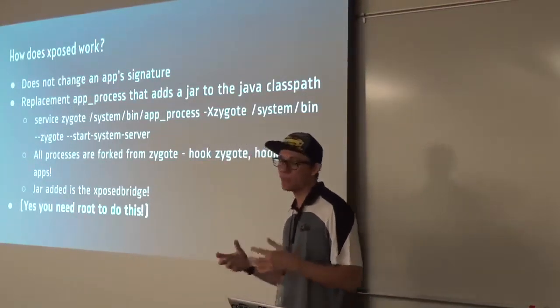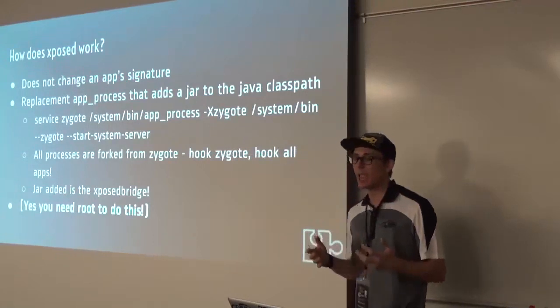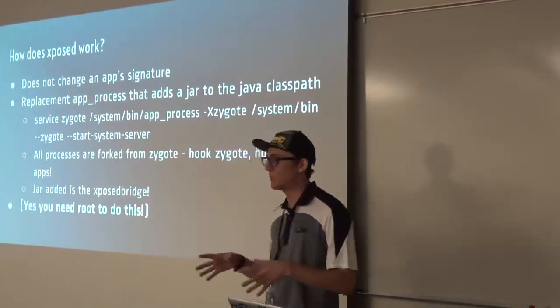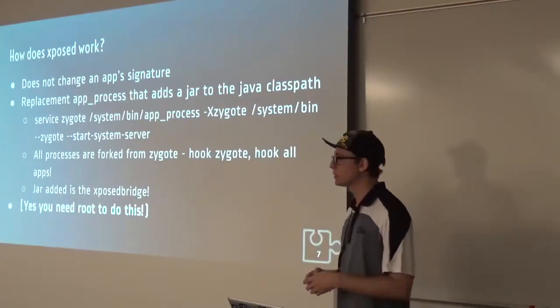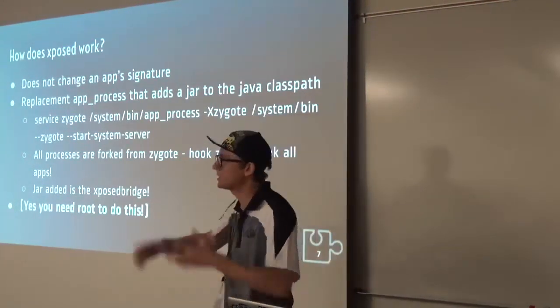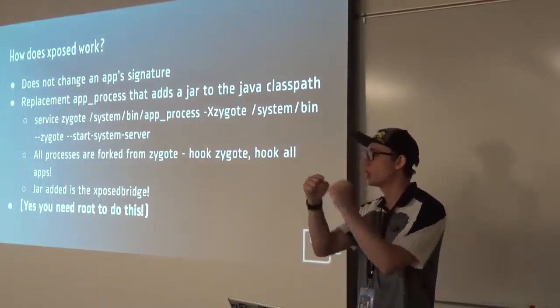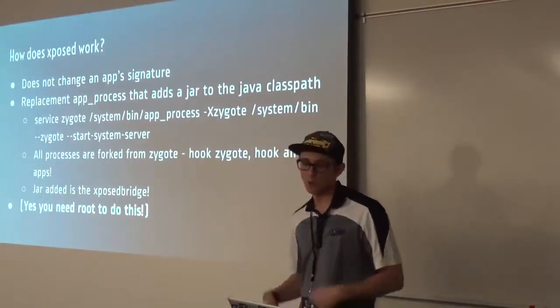So it's a replacement app process that basically adds this Xposed bridge jar to the class path. And any Java programmers know what a class path is. It's basically where it loads all your resources, like an include for C. So you're including this jar that basically has a bunch of functions that you can call.